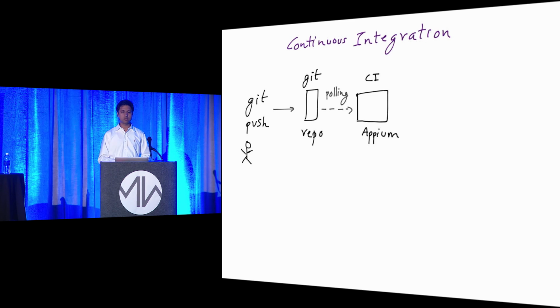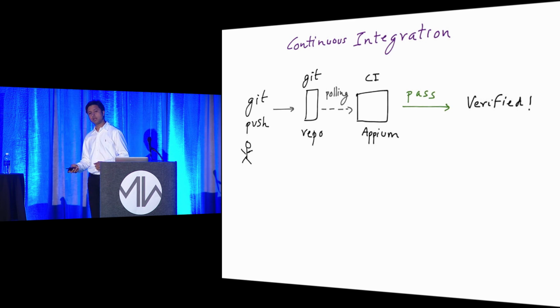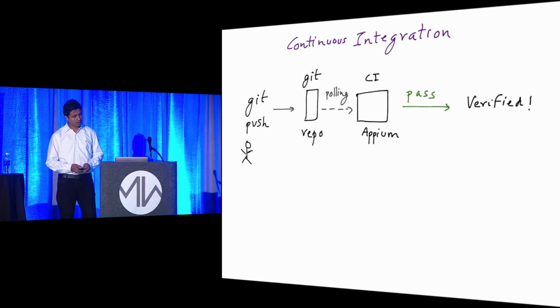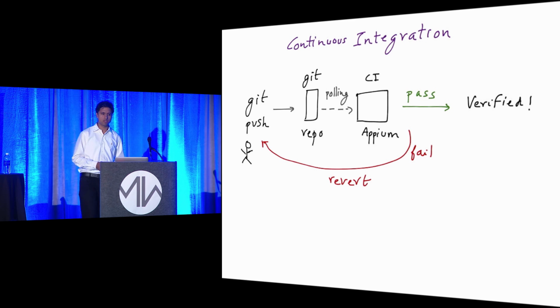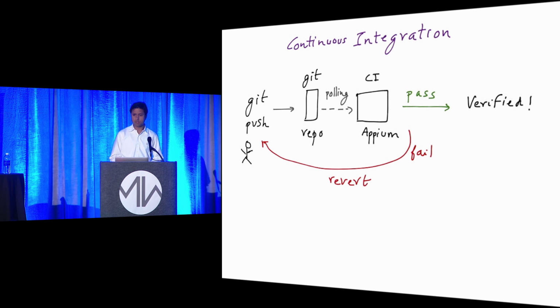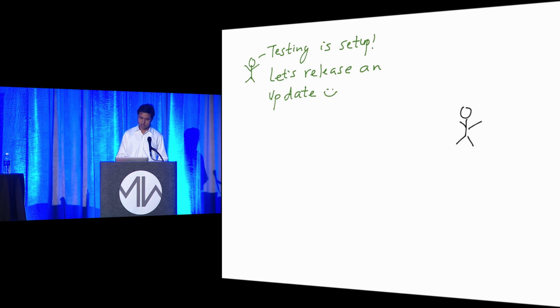And this continuous integration system, in the case of our mobile setup, is running Appium, which is our continuous integration test system. If the build passes, everything is great, it's verified, and it's ready to ship. If not, it can simply revert the check-in that just happened and inform the user about the failure. So completely automated makes it really fast and reliable. All right, great. Testing is set up.